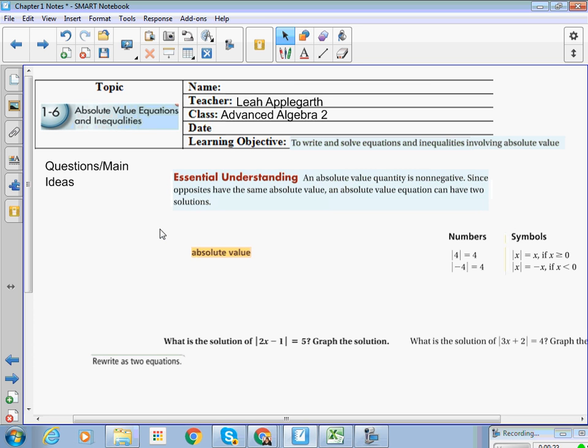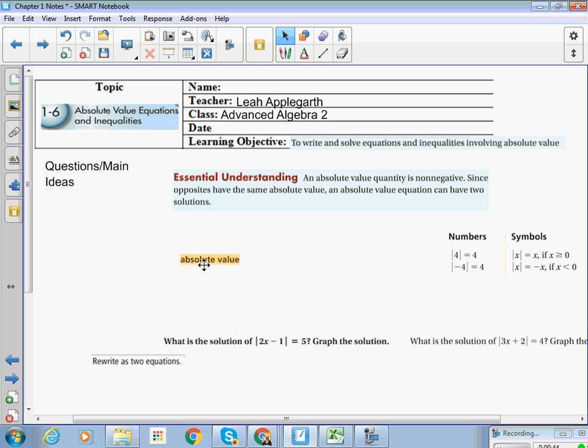An absolute value quantity is non-negative. Since opposites have the same absolute value, an absolute value equation can have two solutions. Does it mean it always has two solutions? No, but it can. And we have to take that into consideration.